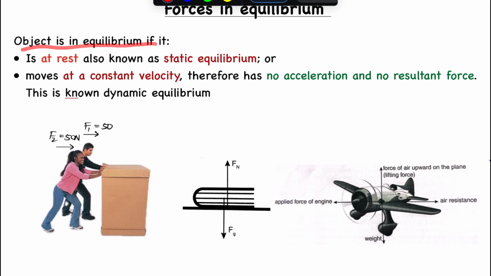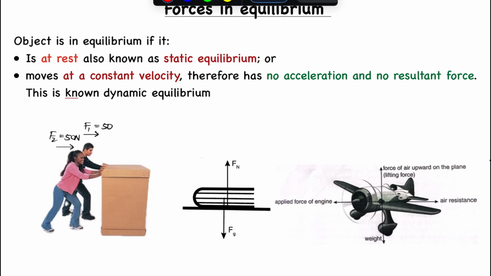An object is also at equilibrium if it moves at constant velocity. If the velocity does not change, it's constant. Therefore, we call that a dynamic equilibrium. In both scenarios, when it's at rest and when it's moving at constant velocity, there's no acceleration and no net force or resultant force.